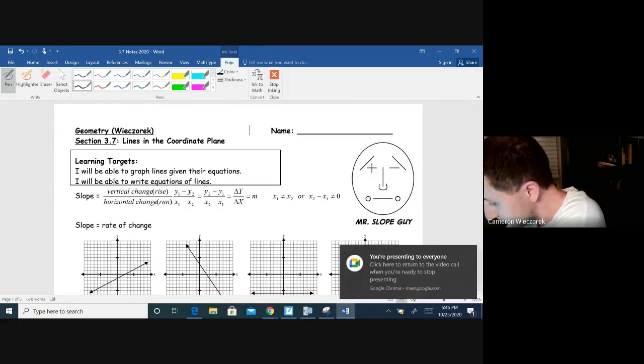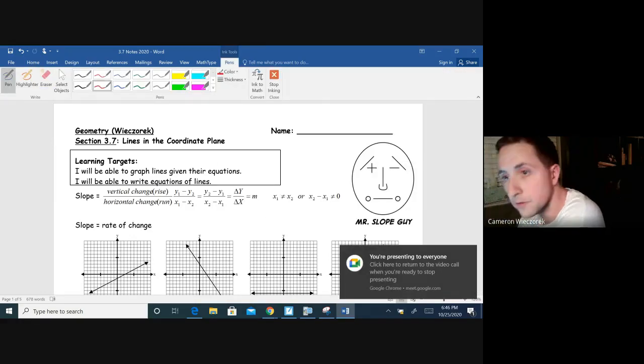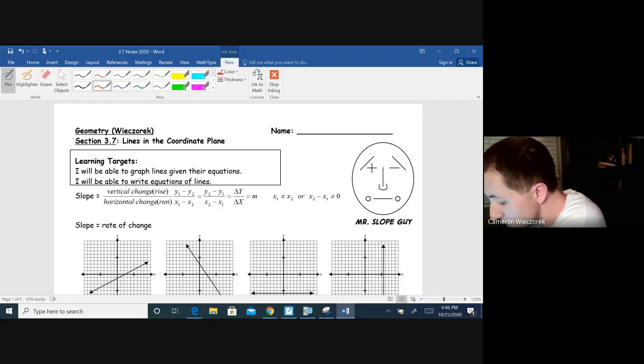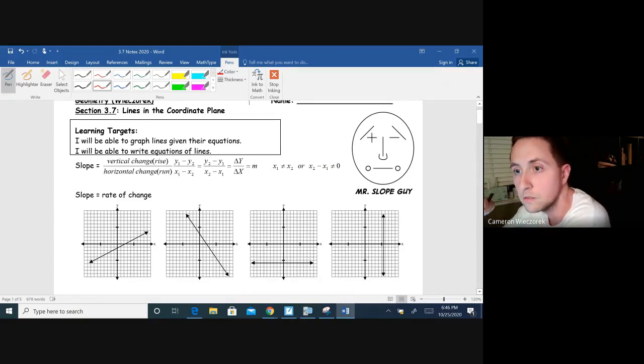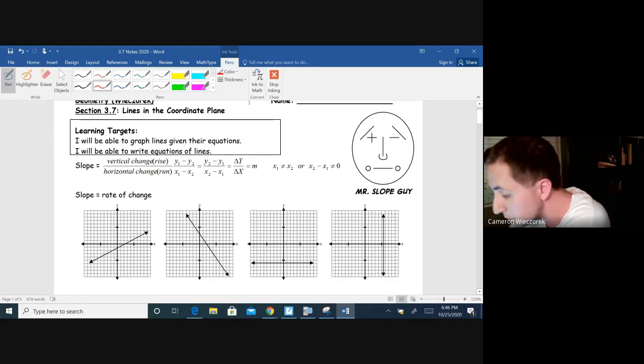Okay. All right, so the first part of this is a review of slope. So I want to start with just a recap. How do you find the slope of a line? Slope, remember, is rise over run. It's how far up and down you go divided by how far left and right you go.